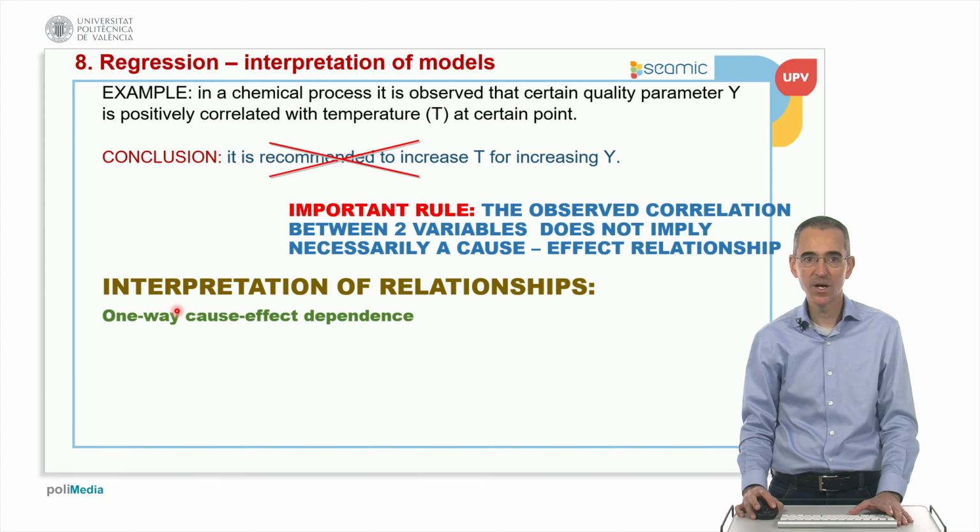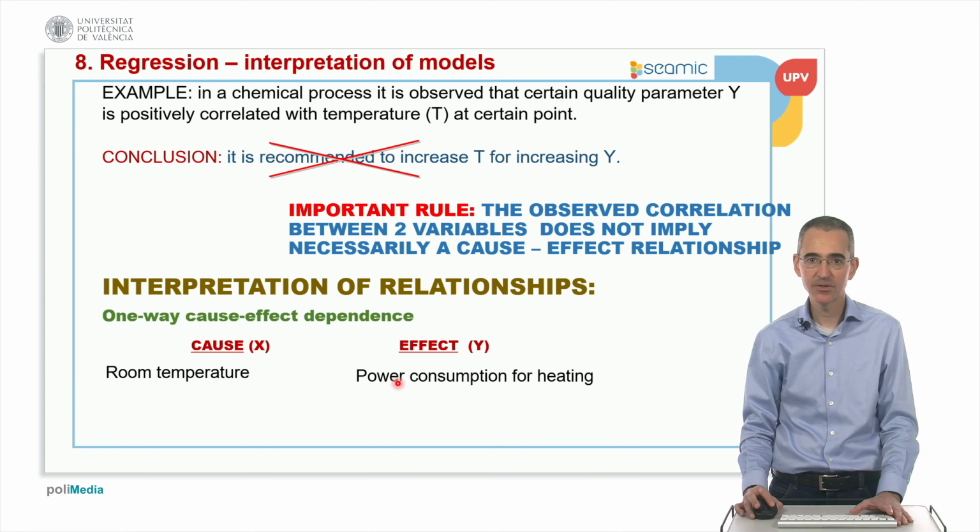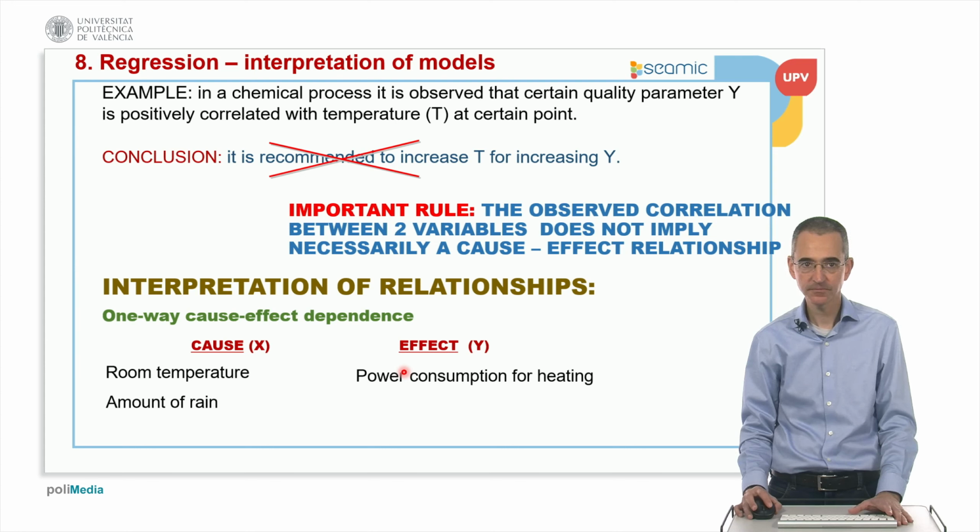It can be one-way cause-effect dependence. Okay, for example, imagine that I find a correlation between the room temperature and the power consumption for heating. For example, if it is very cold, I will need power consumption for heating the room, and if it is hot, that is not required. Yes, so there's a correlation between X and Y, so we can say that this is a cause-effect relationship.